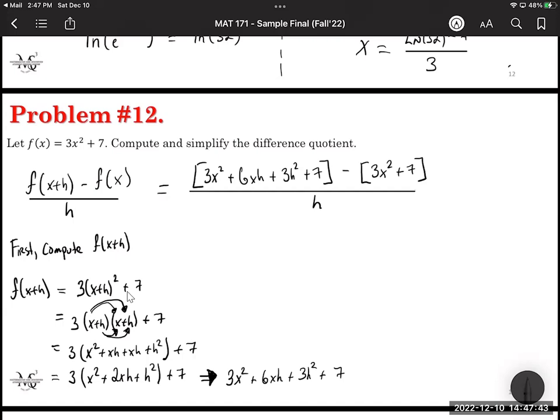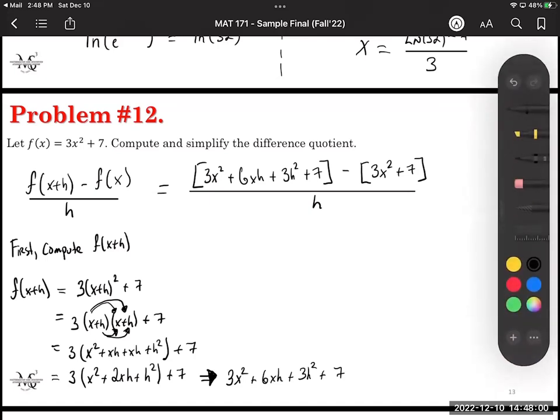So when I keep them separated using these brackets, because of the minus sign in between the two brackets, whatever terms they have in common, I can get rid of. So what terms can I eliminate? 3x squared and plus 7. That's right. Get rid of the 3x squareds, get rid of the 7s. This will give us 6xh plus 3h squared, all divided by h.